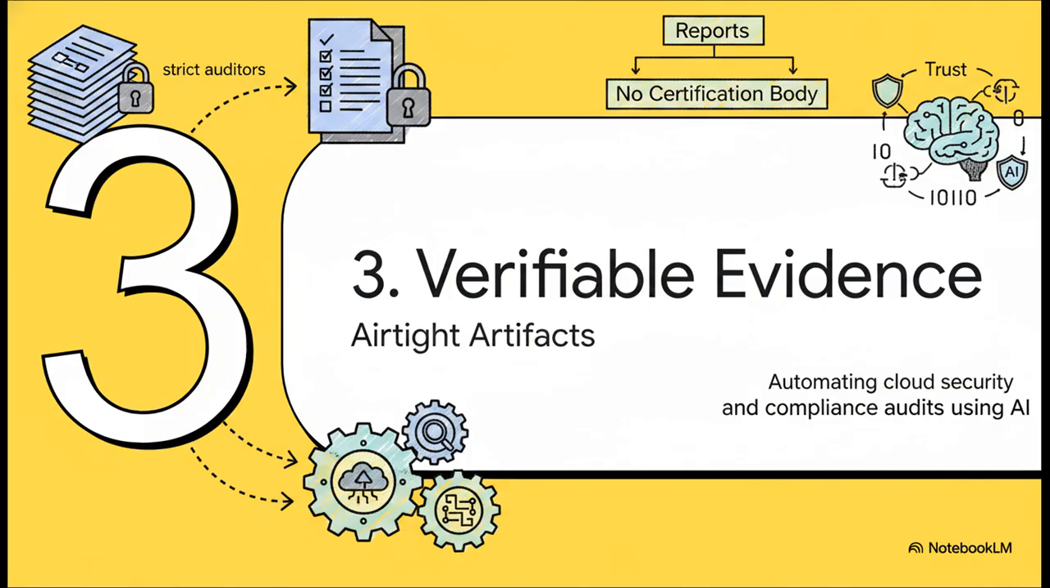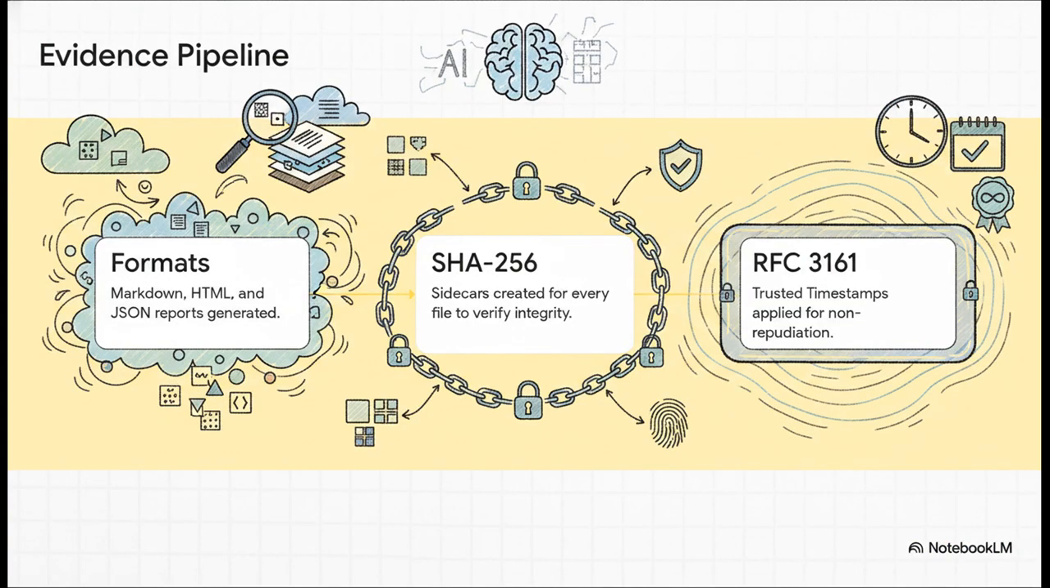Section 3. Verifiable Evidence Pipeline. This pipeline is absolutely airtight. Step 1, it outputs 3 distinct formats for every single framework. You get Markdown for your Git workflows, HTML for the auditor to read directly, and JSON to plug right into your GRC tools. Step 2 is where the integrity magic really happens.